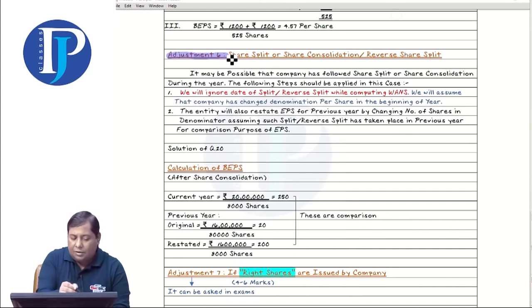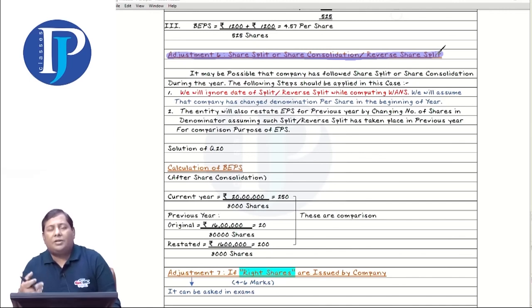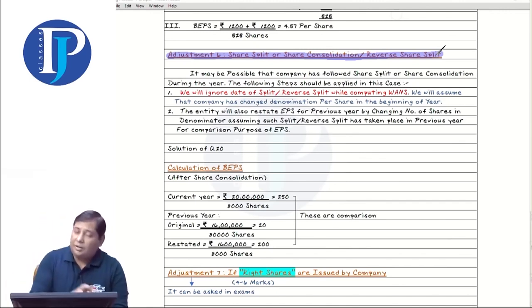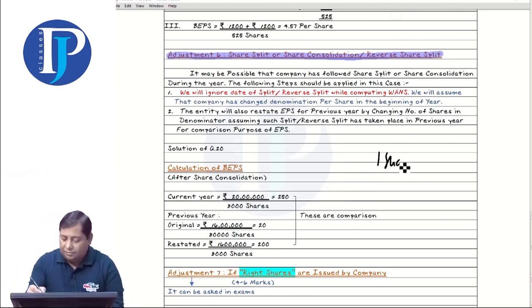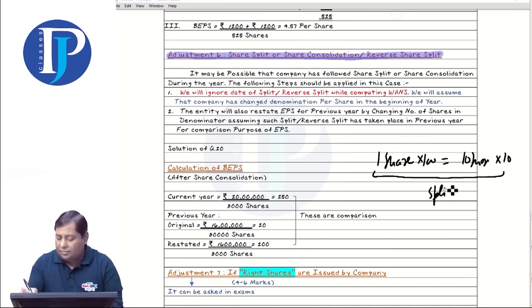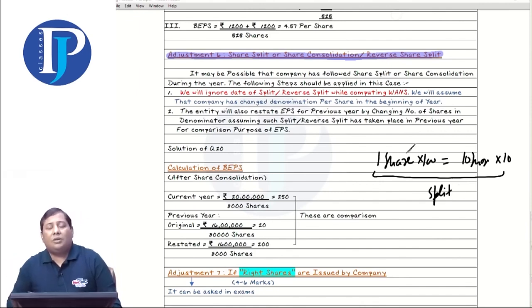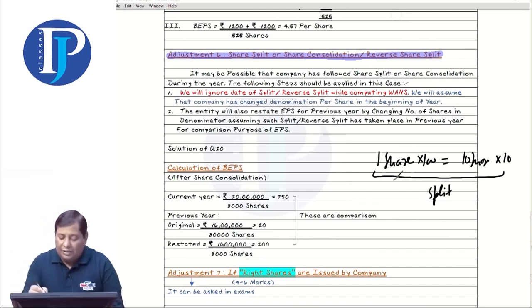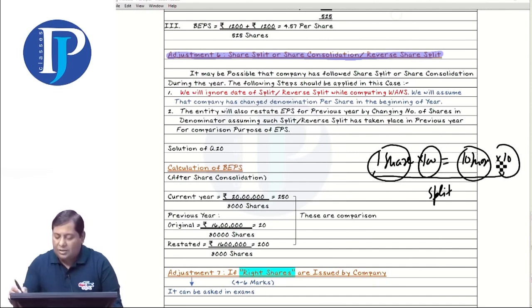Adjustment number 6: share split, share consolidation. Share consolidation is also known as a reverse share split. Okay, so let's suppose a company has a share of 100 rupees, but I convert it into 10 shares of 10 rupees. What is this called? Split. I have a 100 rupees note, I got it changed, I made 10 notes of 10 rupees each. Overall wealth is still the same. One share converted into 10 shares. Earlier one share was worth 100. Now there are 10 shares of 10 each. So the denominator will increase 10 times.